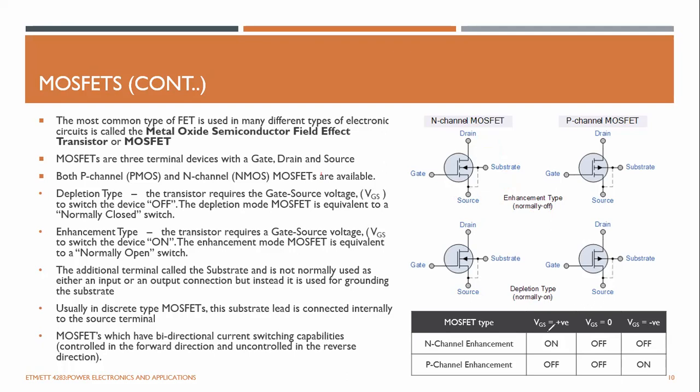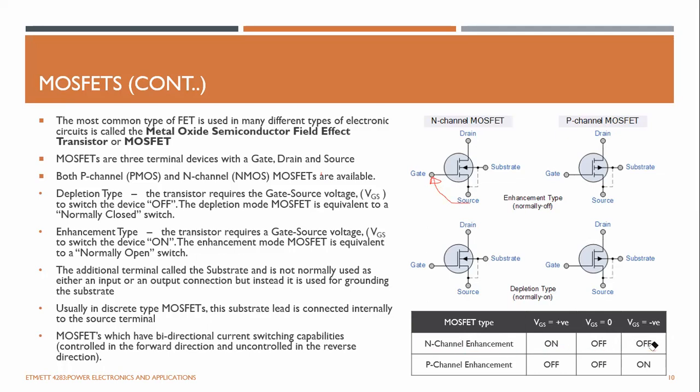The voltages are like this. The N type is the most common one. You have to provide a gate source voltage, a positive voltage, to turn on the device. When this voltage is 0, the device is turned off. If you provide a negative voltage, less than 0, the device is also turned off.